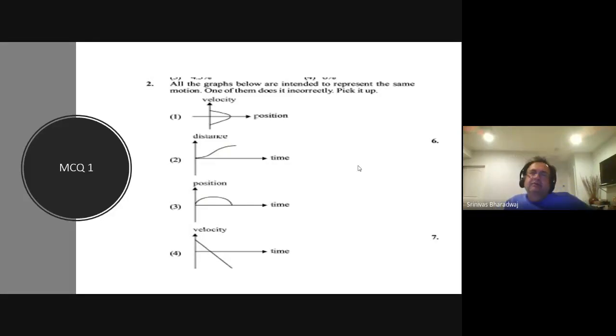Now let's look at a couple of MCQs dealing with linear, right? Dealing with kinematics. All the graphs below are intended to represent the same motion. One of them does it incorrectly. Okay, so this is really tricky.